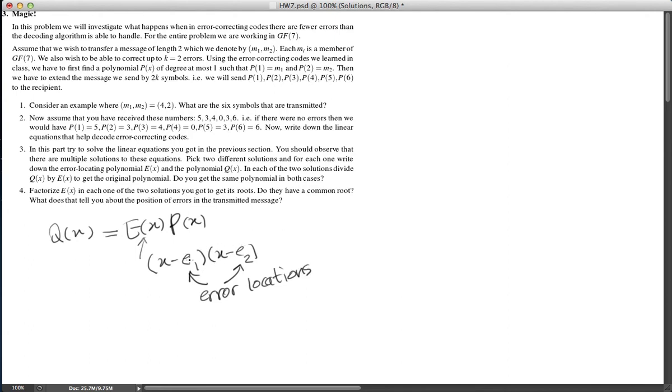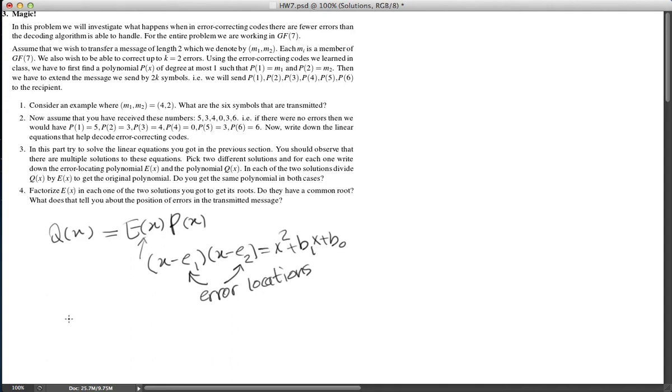Now, working with e of x in this form is hard because you would not get linear terms in terms of e1 and e2. For example, you would have the product of the two, which is hard to deal with. So we expand this out and write it out as x squared plus b1x plus b0. And instead of working with e1 and e2 directly, we work with b1 and b0, which are the coefficients of the polynomial.